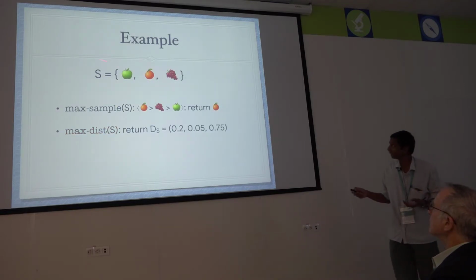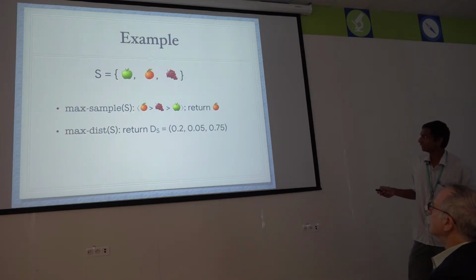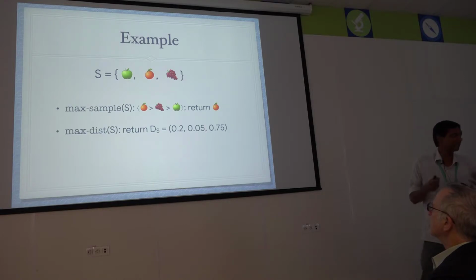Here's an example. We have the slate, and max sample of this slate could pick this as the permutation in its mind and return that, okay, orange is the most preferred item, but max dist would return the actual probabilities of each of these items being the winner.